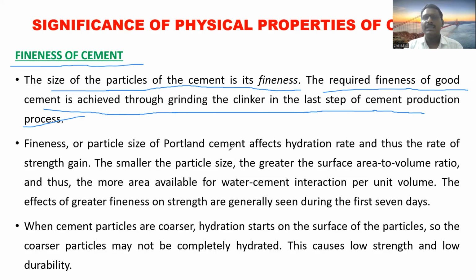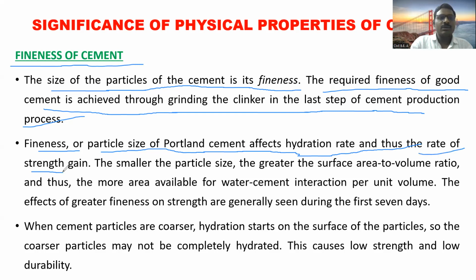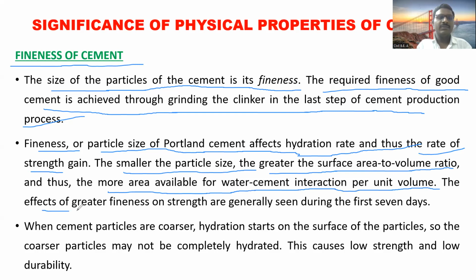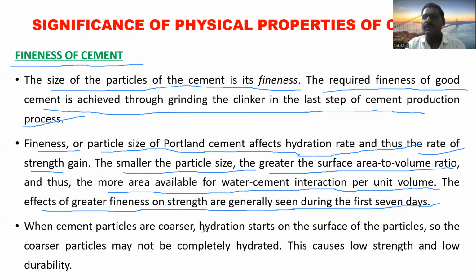Cement particles should be very fine, and the stage of grinding the clinker is what makes it fine. Now, what is fineness? The fineness or particle size of Portland cement affects the rate of hydration, so the rate of hydration depends on the fineness. If the particles are smaller, there is a greater surface area to volume ratio and more area available for water-cement interaction per unit volume. The effect of greater fineness on strength is generally seen during the first 7 days. So fineness of cement plays a very important role with respect to the water-cement ratio.